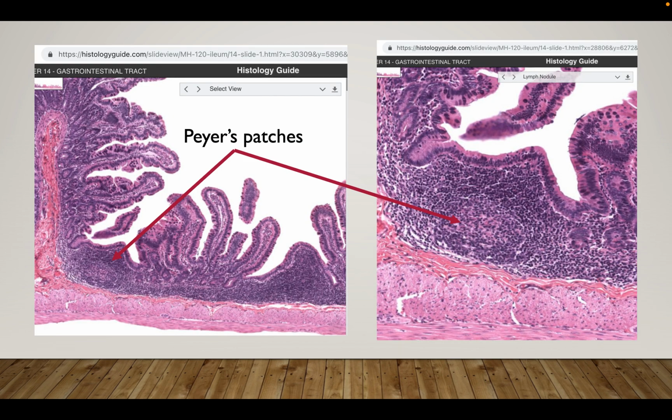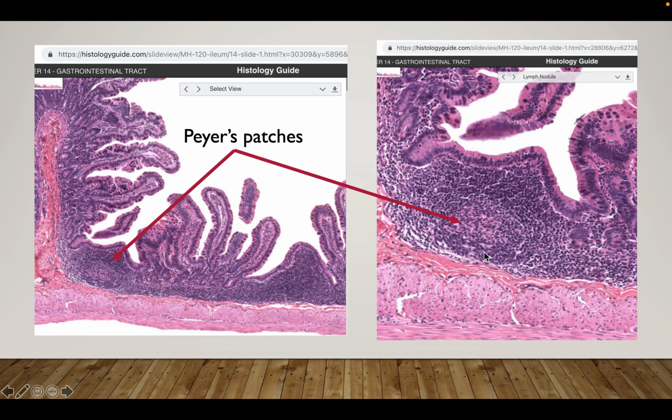So we'll take a look here at some of these lymphatic nodules. What you can see here is Peyer's patches. Peyer's patches are located primarily in parts of the ileum, the distal ileum. What you can see on this left image and this right image is the same thing, but just zoomed in a little more.